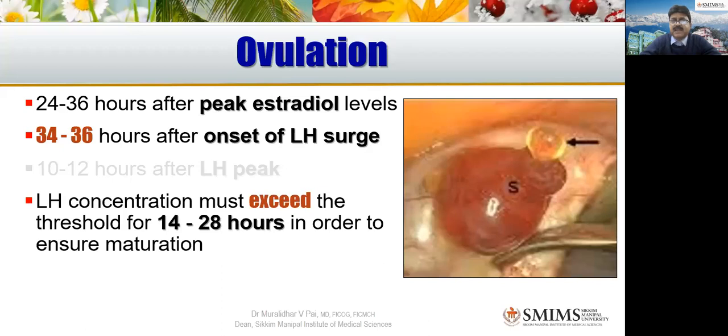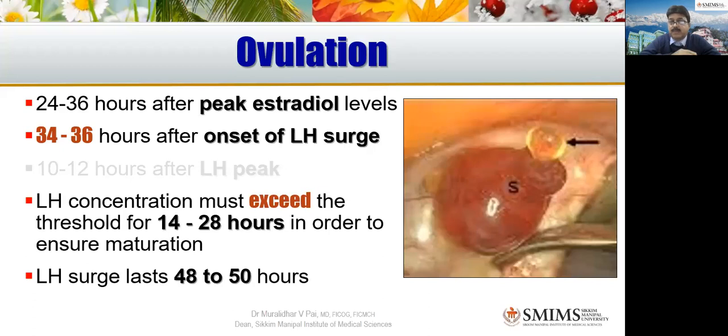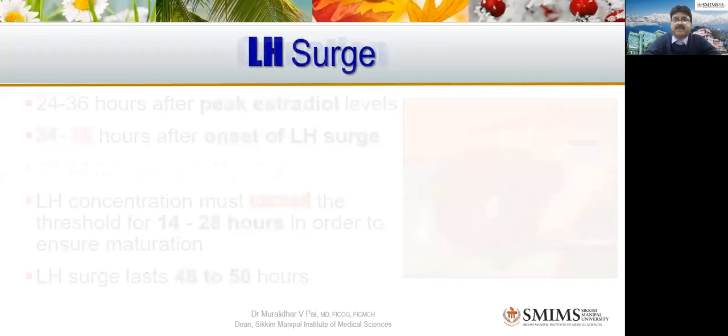10 to 12 hours after the peak of LH, we are not going to look into the peak, and also I'm just graying it out. LH concentration must exceed the threshold for 14 to 28 hours. So that should be built up. Not only a surge, the level should be maintained in order to ensure maturation. And the LH surge lasts around 48 to 50 hours. So maturation plus ovulation both will be taken care of by that.